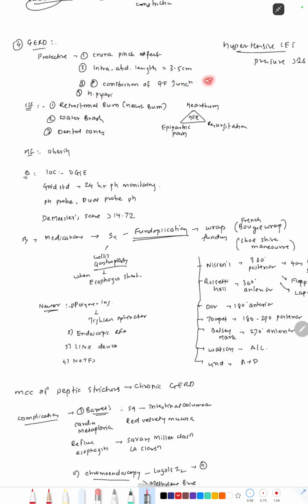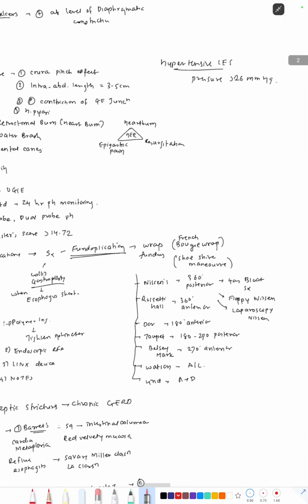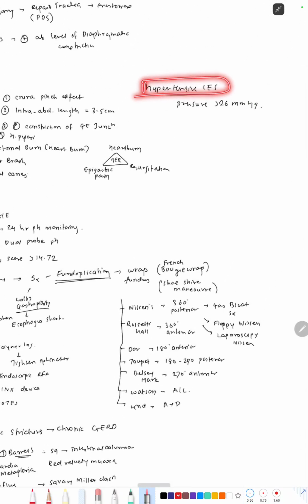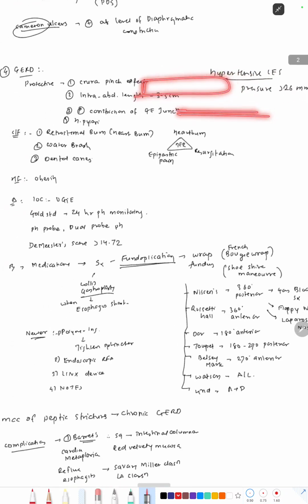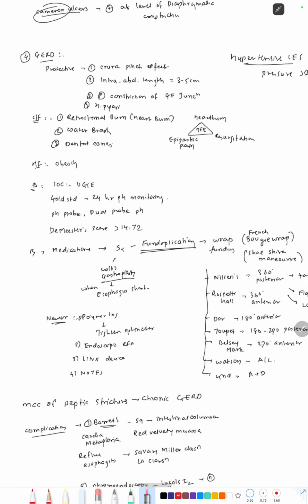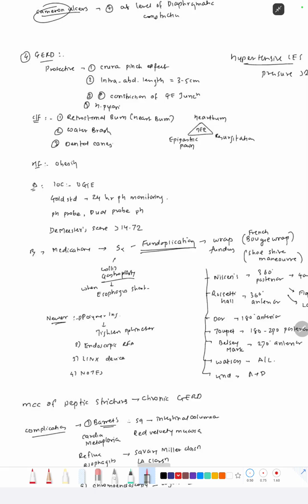If the pressure of the distal junction is less than 6 mmHg, then that also increases the chances of GERD. Similarly, the opposite of this is the hypertensive lower esophageal sphincter, where the pressure is more than 26 mmHg. Clinical features of GERD: it leads to retrosternal burn or heartburn. There is water brash, that is a bitter taste that develops in the mouth. Then dental caries can happen because of recurrent reflux.